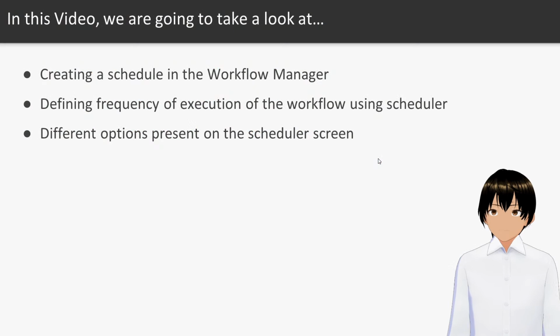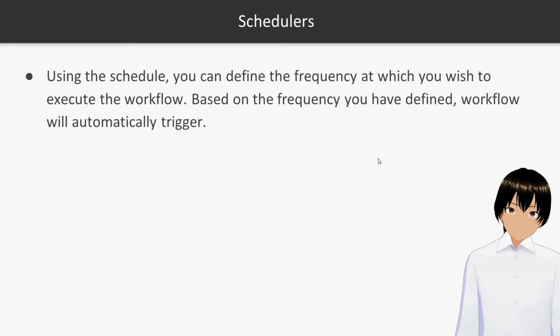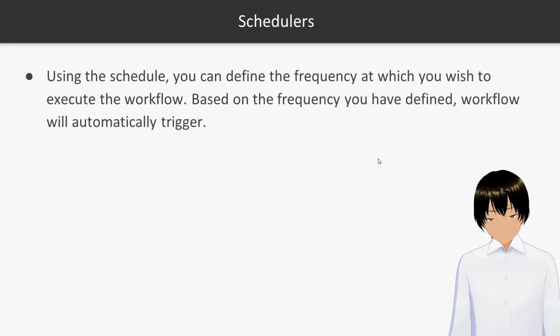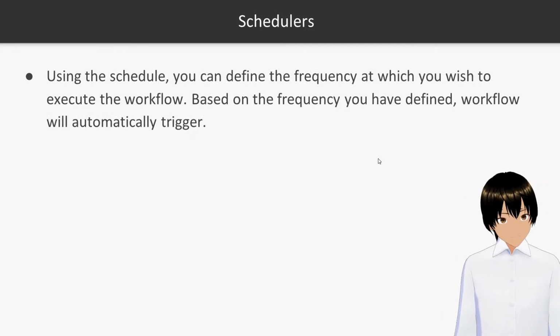We'll talk about how to create a schedule in the Workflow Manager, defining frequency of execution of the workflow using scheduler. Different options present on the schedule screen. Let's get started. Scheduling is one of the most important aspects of any technology. We need to schedule the process so that it executes at a specified interval regularly. Using the schedule, you can define the frequency at which you wish to execute the workflow. Based on the frequency you define, workflow will automatically trigger. Informatica Power Center comes with an internal scheduler.